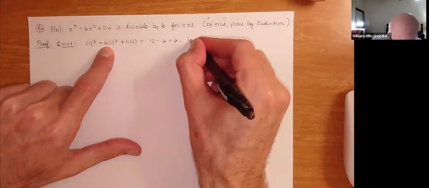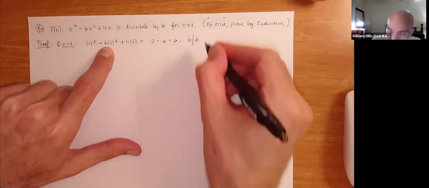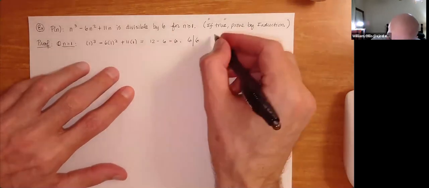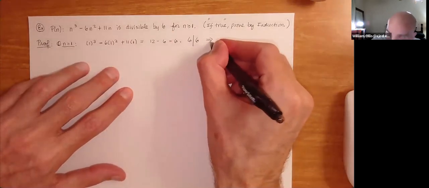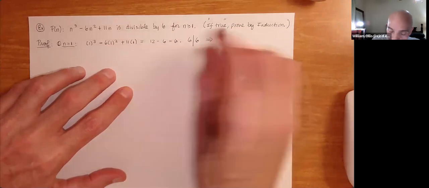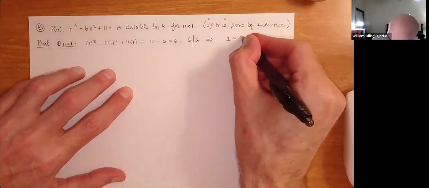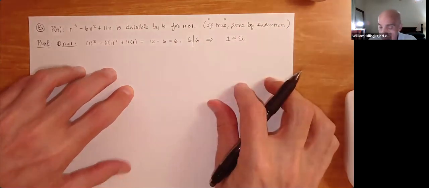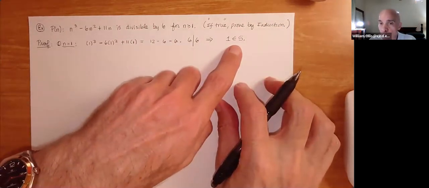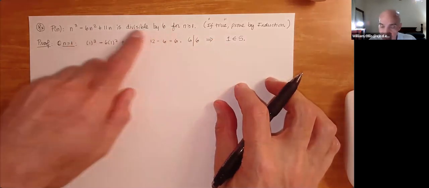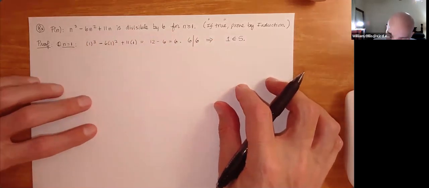And clearly, 6 divides 6 using the notation that I introduced last class. So remember, S is going to keep track of all the natural numbers for which this is true. So we'll say 1 is in S. That is, P of 1 is true. So remember, as I said before, S contains all the natural numbers for which this statement is actually true. P of 1 is true.